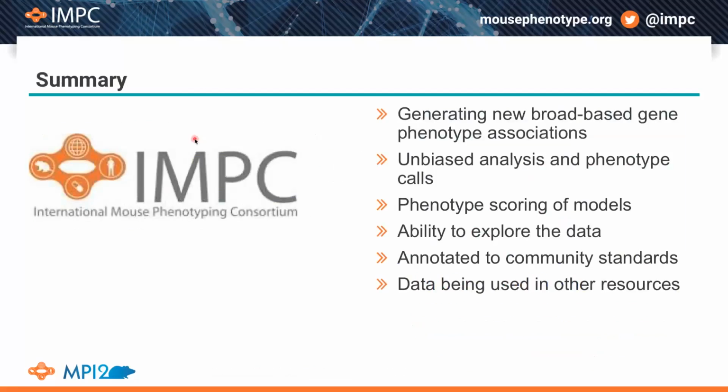So in summary, the IMPC is generating new broad-based gene phenotype associations. It's unbiased analysis and phenotype calls. The data is really robust. We can confirm what's seen in other publications, and oftentimes we'll be adding new knowledge. We provide this phenotype overlap scoring to disease models and an ability to explore the data, so you can dig in and see if there are things that didn't quite make our phenotype call, but still could be significant. And we're using community standards so that the data can get out to other resources.